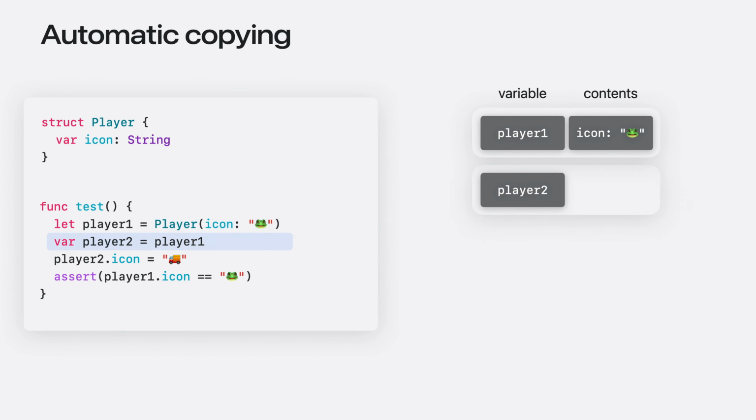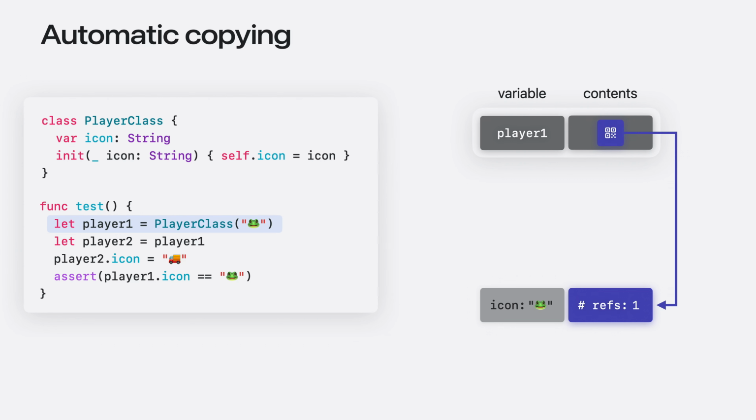Okay, but what if player was a reference type? All that means is that I've changed it from a struct to a class. With the same code as before, what happens? Let's break down this first statement. When constructing a player class, an object is allocated separately to store its data. The contents of player 1 becomes an automatically managed reference to that object. That's what it means to be a reference type.